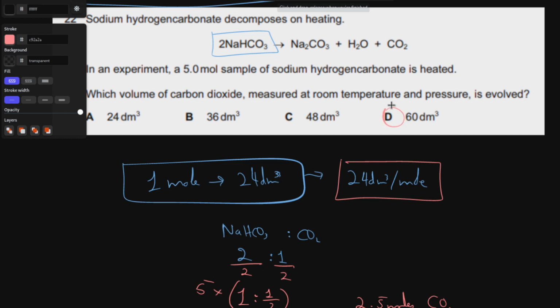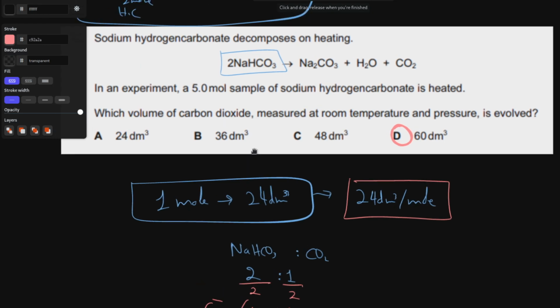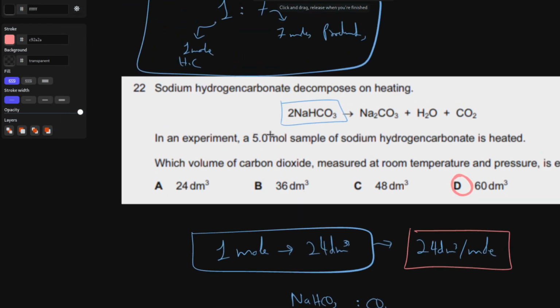So 60 decimeter cube of carbon dioxide is produced after doing this entire thing, after 5 moles of sodium hydrogen carbonate has decomposed completely.